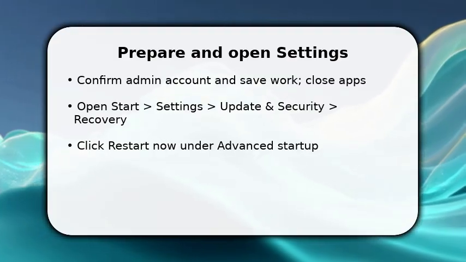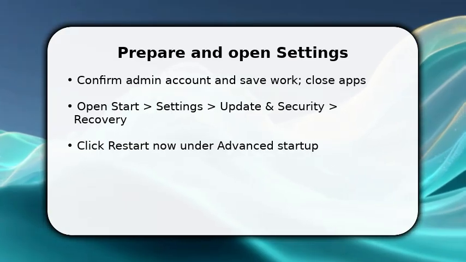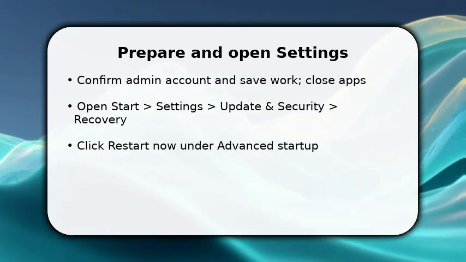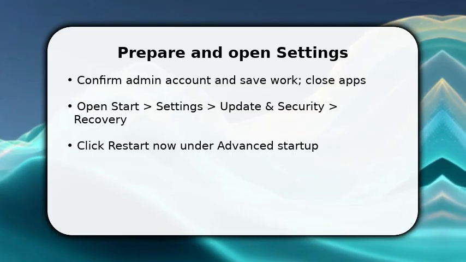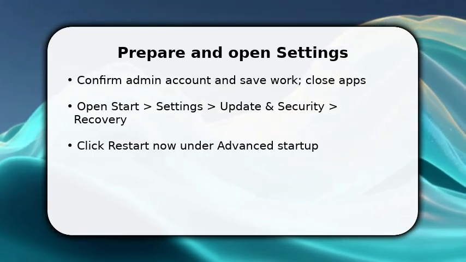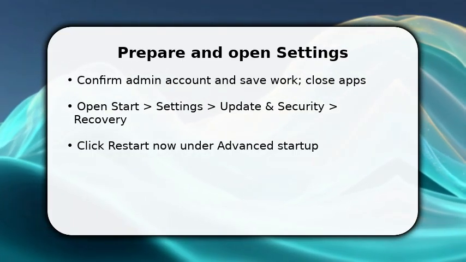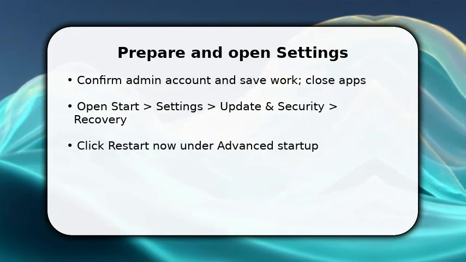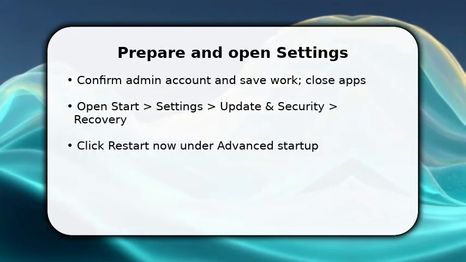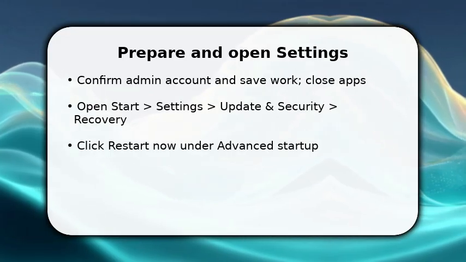You need admin rights and saved work. Once ready, open Start and go straight to Settings. From Settings, choose Update and Security, then Recovery. Under Advanced Startup, click Restart Now. This initiates the boot menu sequence. Don't wait. This step transfers control to Windows Recovery, so make sure any files are saved.